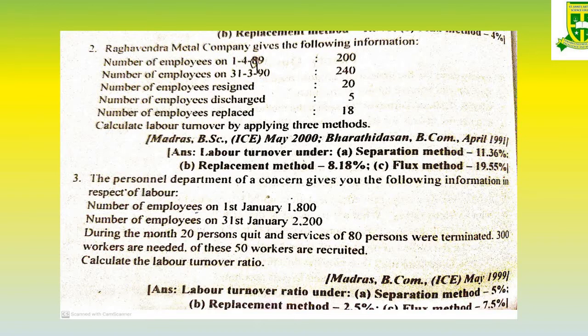So we have to compare with the people who have gone out of the organization. How many people have gone in total? 100 people have gone out of the organization, but the company has recruited only 50 people, which is less than the terminated people. So it can be considered as recruitment as well as the replacement value, that is 50. So here, for the flux method, you have to use 50 plus 100. For the replacement method, 50 by the average number of employees.